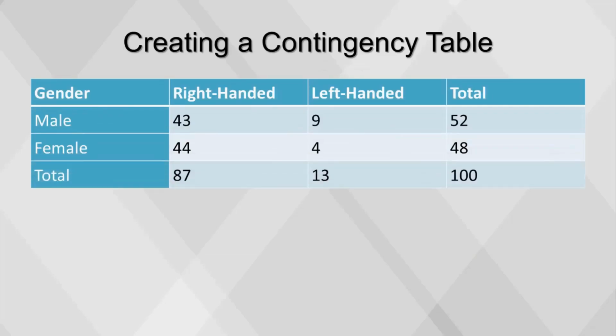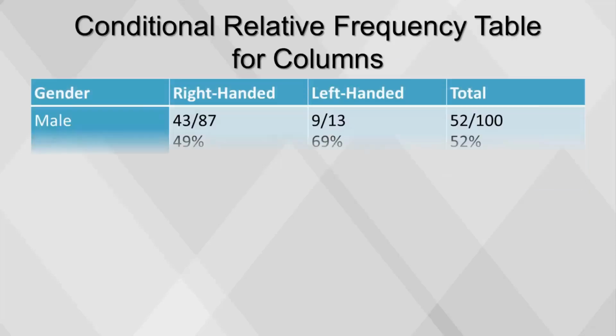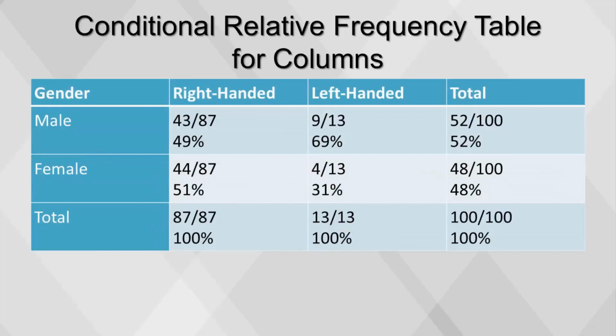But what if we want to know what percent of left-handed people are female? This is a different type of question, one that can be answered by dividing the original values of the cells by the totals along the dominant hand or horizontal axis of the contingency table. These are called column relative frequencies. Now the results can be interpreted into sentences by focusing on the columns in the contingency table. 49% of right-handed people are males, 31% of left-handed people are females, etc.